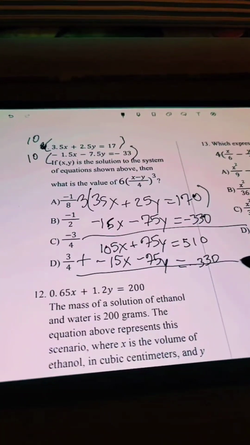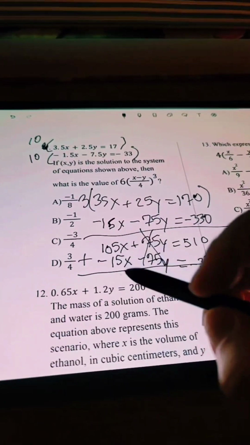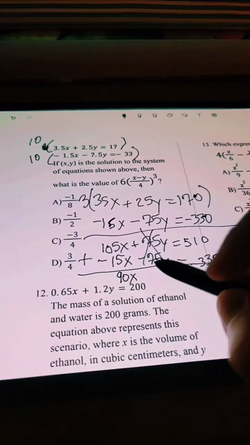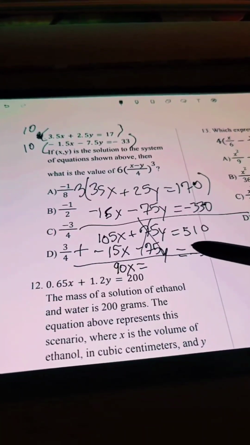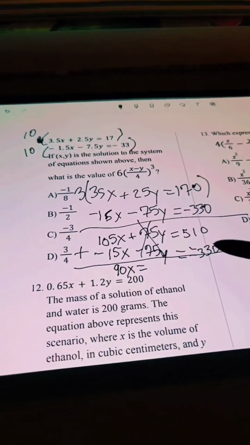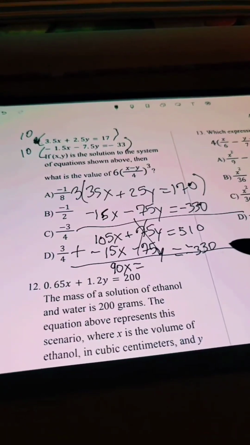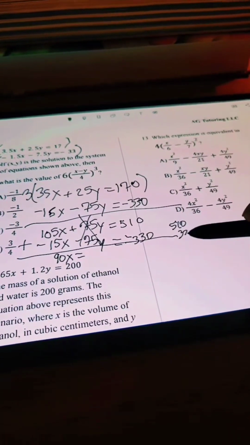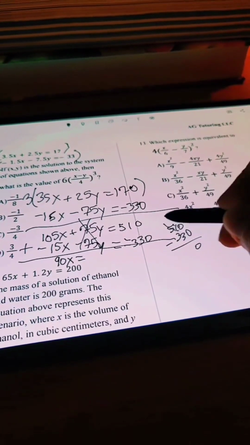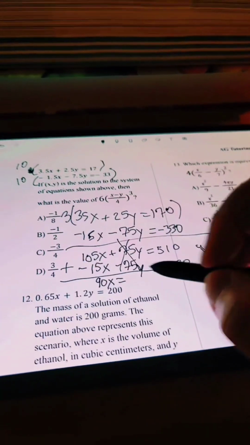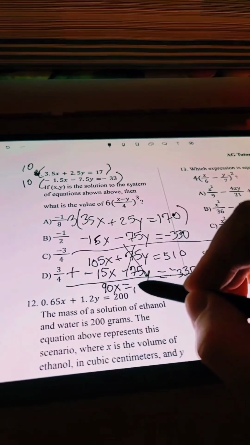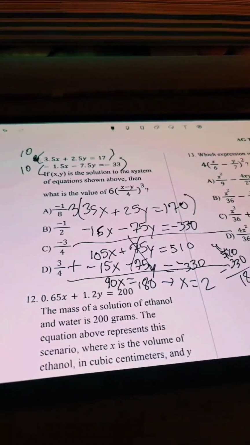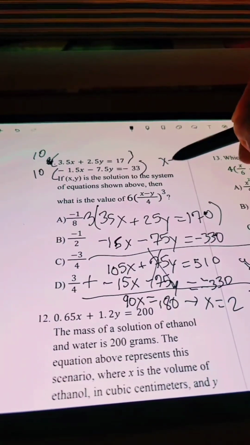And I'm going to just add these up so I can eliminate the y portions. And then I'm going to say, okay, this is going to be 90x is equal to, and whoops, the negative kind of got cut off there when I did that line, but that is a negative 330. So when I add these all up, I'm going to just do this off to the side. That is going to be positive 180. And then we just have to divide by 90 on each side, and we get x is equal to 2. So I know that x equals 2 here.